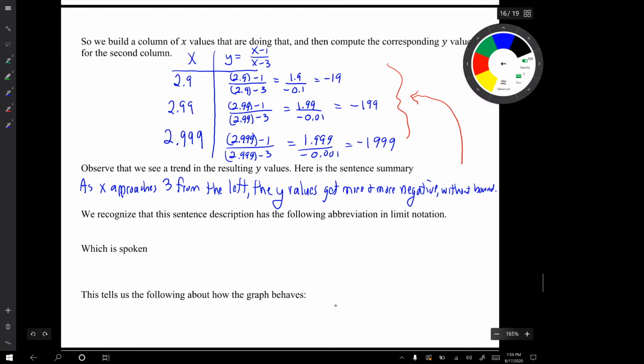The trend in the x values is in that column of the table. So recognize that that sentence description has the following abbreviation in limit notation. This is spoken, the limit as x approaches 3 from the left is negative infinity.